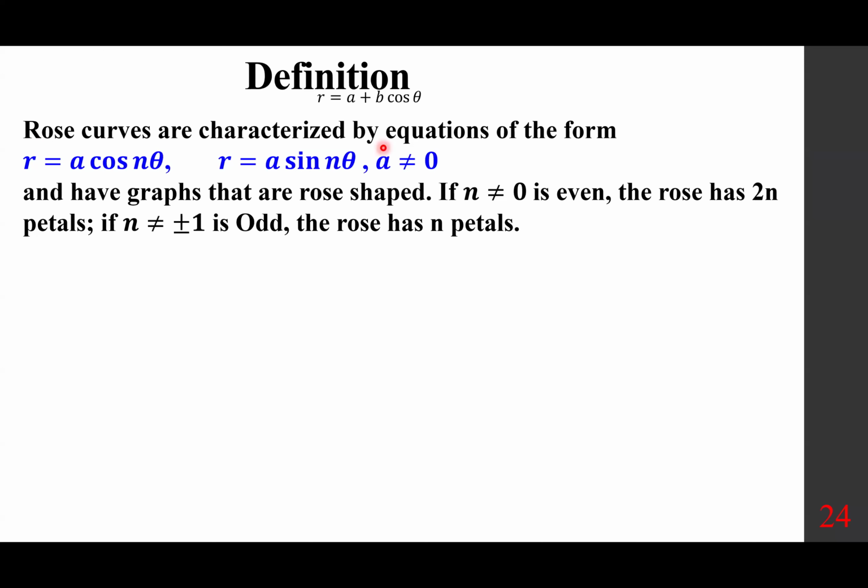Rose curves are characterized by equations of the form r equals a cosine n theta, or r equals a sine n theta, where a can't be 0, and have graphs that are rose shaped. If n is not equal to 0 and is even, the rose has 2n petals. If n is not equal to plus or minus 1 and is odd, the rose has n petals. So if it's odd, for example, cosine of 3 theta or sine of 3 theta. On the other hand, as we saw on the previous page, cosine of 2 theta, with n equal to 2, ends up giving us 4 petals.